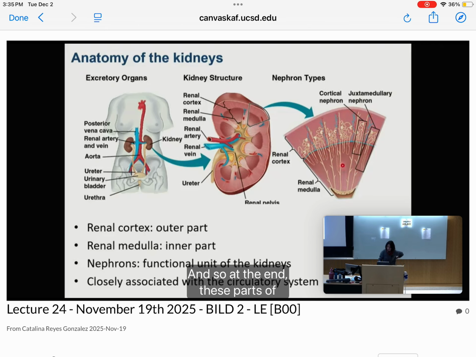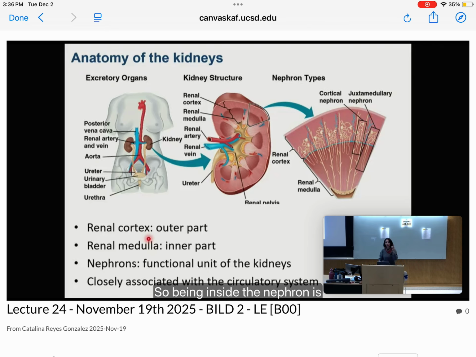And so at the end, these parts of the nephron in the renal medulla that made the urine are going to dump that urine in the renal pelvis. And from the renal pelvis, it goes to the ureter. You have two ureters connecting each kidney to the bladder. In the bladder, the urine is stored, and when need be, you go and empty the bladder. Okay, so your urine is going to go out the urethra to the environment.